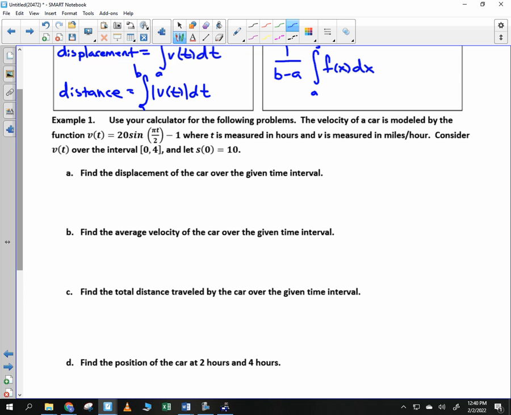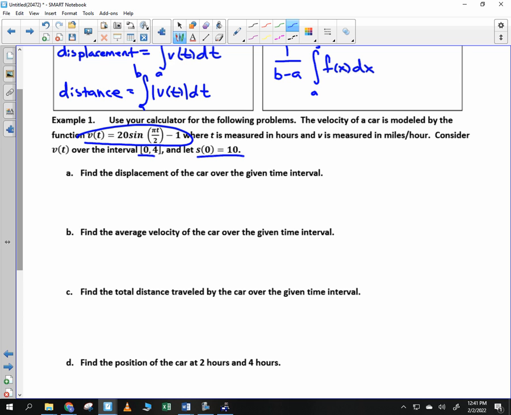It says, use your calculator for the following problems. The velocity of a car is modeled by the function, this thing right there. Notice how yesterday you had a function where you could find where it crossed the x-axis and do it by hand. Can you do that by hand? No shot, right? So we use our calculator. t is measured in hours, v is measured in miles per hour. Again, we're given a rate function. Consider v of t over the interval 0 to 4, and s of 0 is equal to 10.